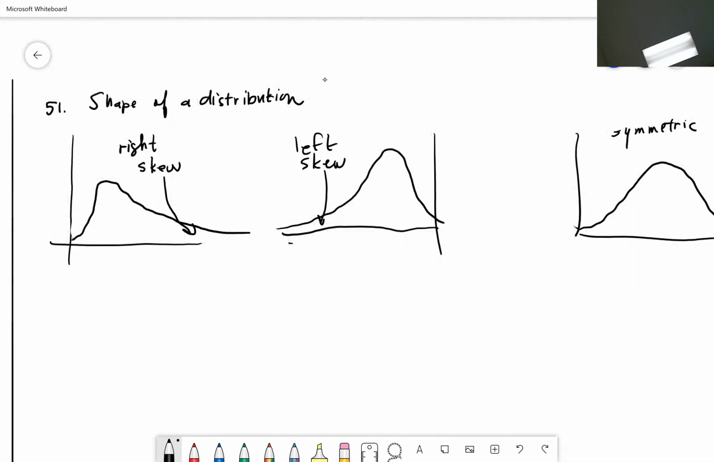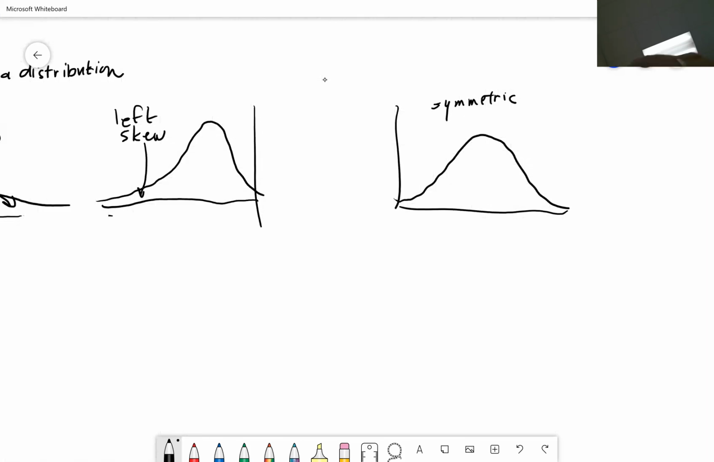Now, a few interesting things that I should talk about: if you look at the symmetric one, the mode is in the middle, the mean is in the middle, and the median is in the middle. So in theory, it's perfectly symmetric. Mean equals the median, which equals the mode.